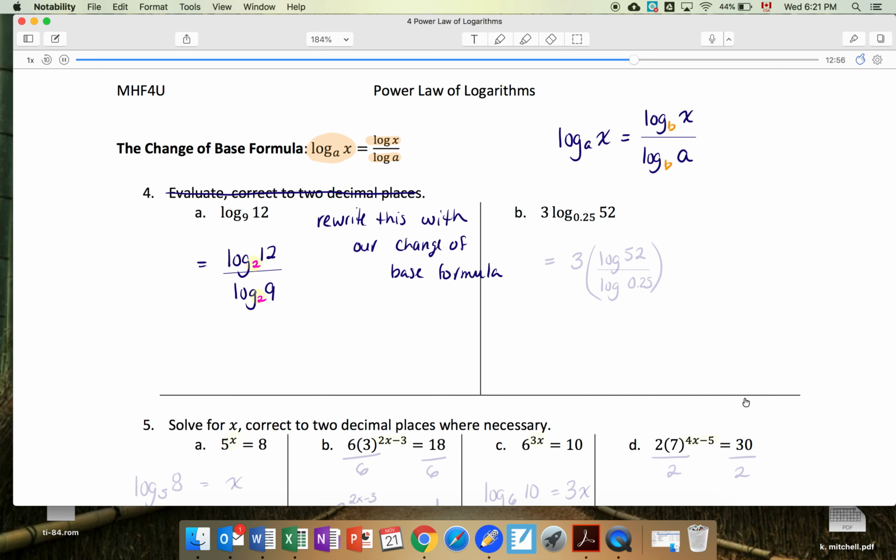Okay, my next example, I have 3 times log base 0.25 of 52.